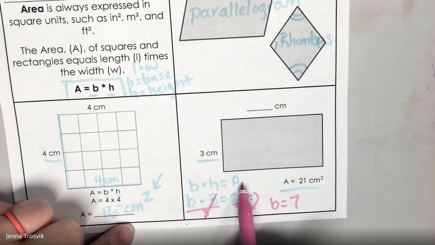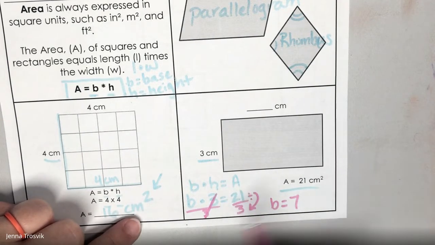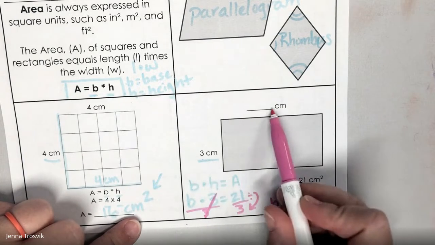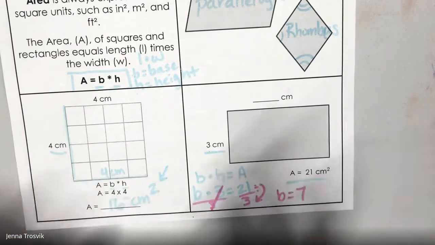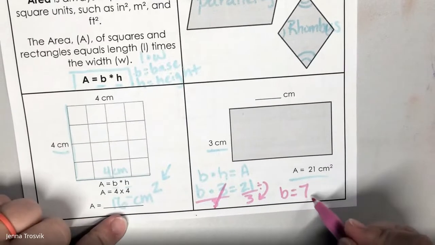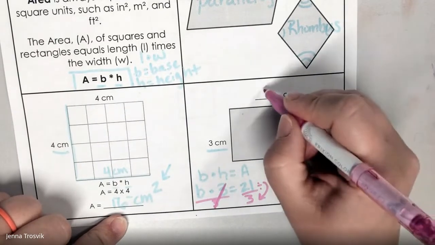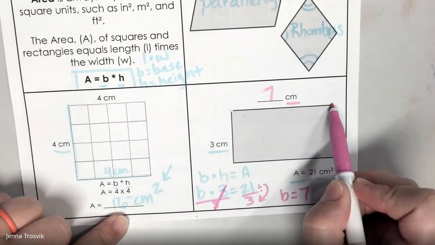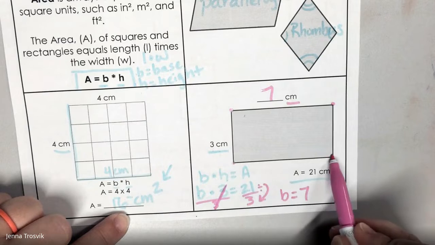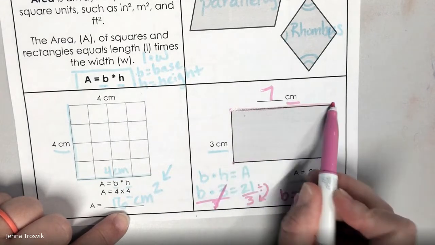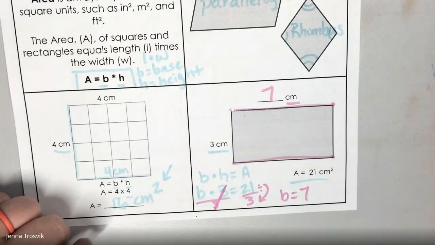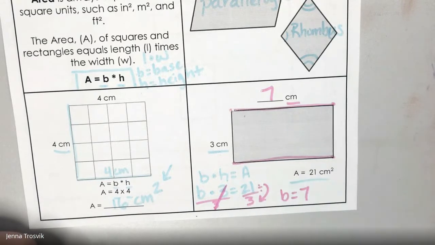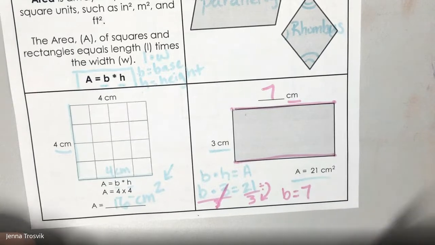Now, because my area was centimeters squared, and because my base and my height have to be just measurements of length, our label is not centimeters squared, it's just 7 centimeters because we are measuring from this point to this point, or this point to this point. The length of the base is 7 centimeters. You're just going to use what you know from algebra to find that missing piece by just plugging it back in the formula.